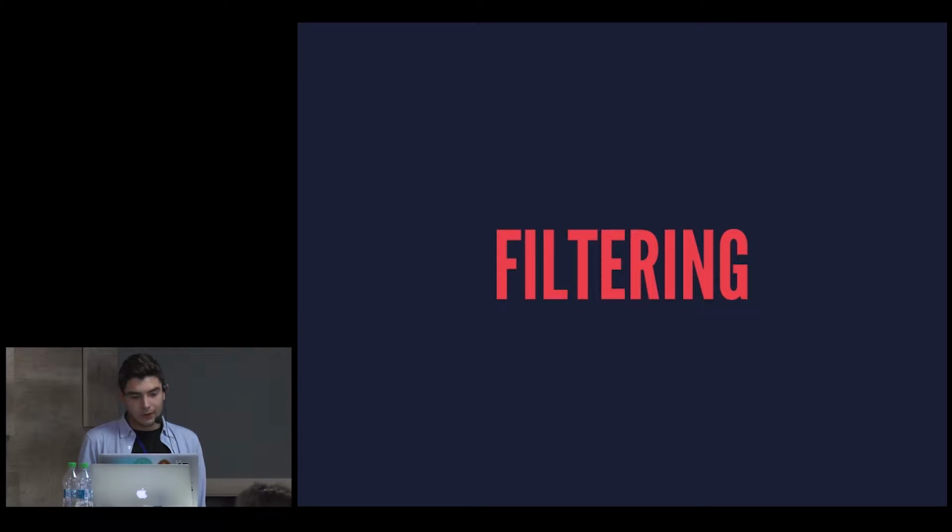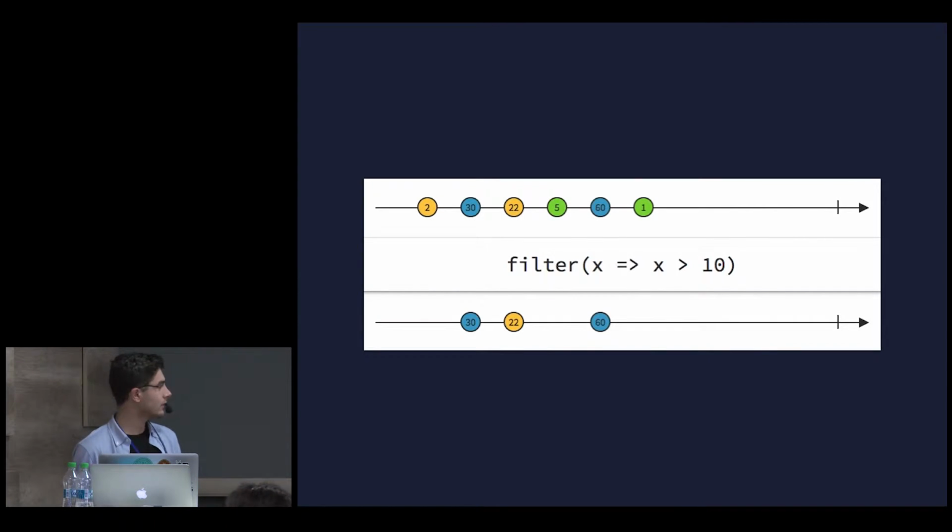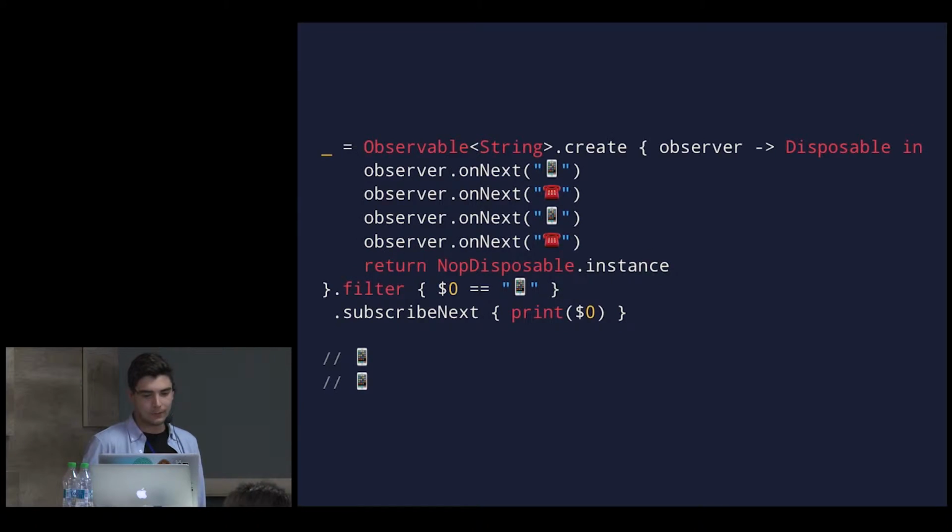Okay, let's take a look at how we can filter events. So there is the filter operator. So we can apply filter over a sequence and skip some events by a condition. Let's say the events that are bigger than 10. So yeah, this is how it looks in code. Let's say we have a sequence with some phones and we want to get just the iPhones. So we just give the condition that I want to get the iPhones and subscribe and print them. This is how it looks.